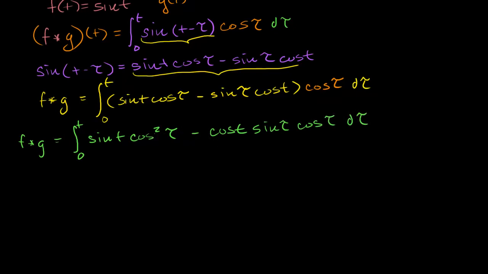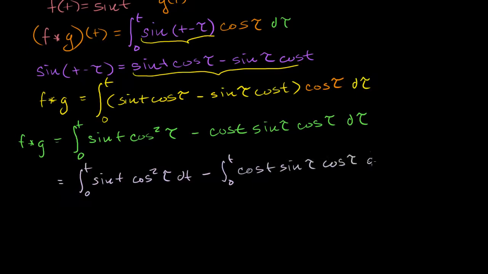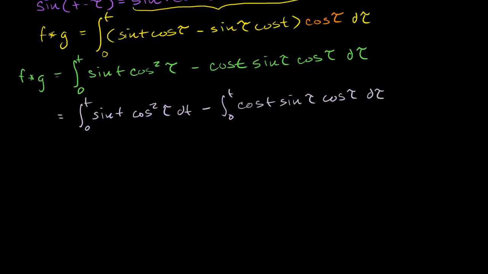And now, since we're taking the integral of really two things subtracting from each other, let's just turn this into two separate integrals. So this is equal to the integral from 0 to t of sine of t times the cosine squared of tau d tau, minus the integral from 0 to t of cosine of t times sine of tau cosine of tau d tau. Now what can we do? Well, to simplify it more, remember we're integrating with respect to tau. I wrote a t there. We're integrating with respect to tau.